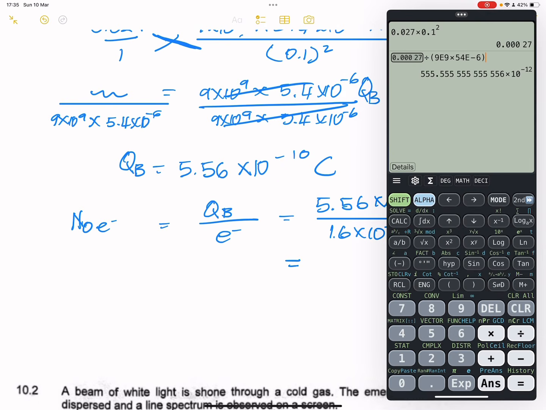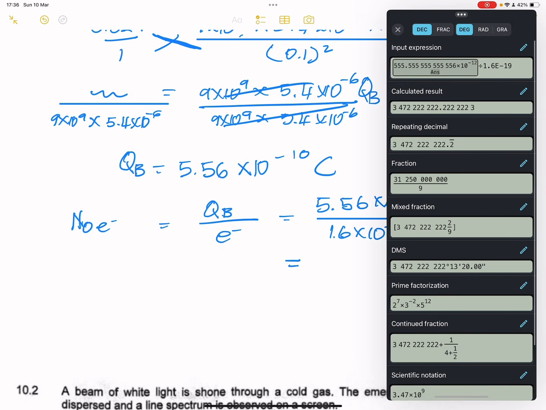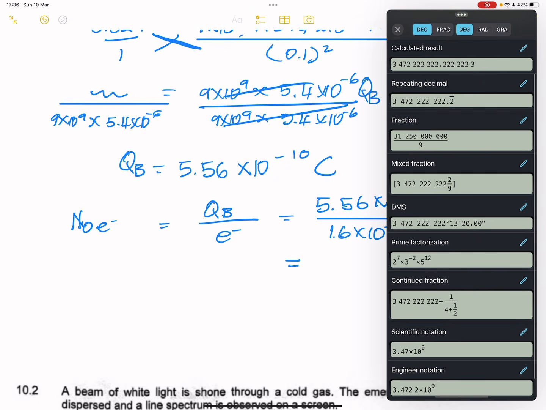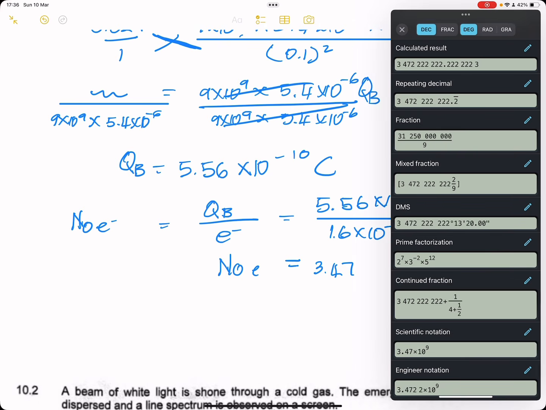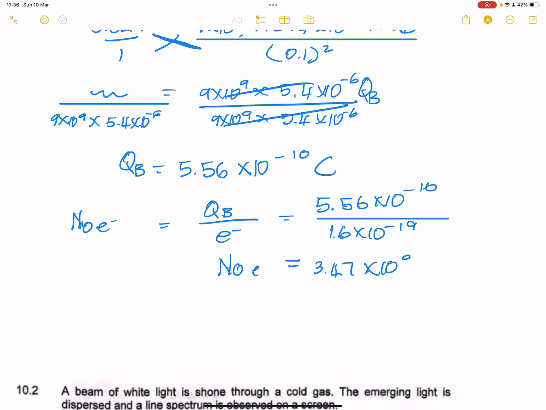So from our previous answer that we got, I'm going to divide by 1.6 exponent minus 19. That's a huge number. Let's do this just to get a better detail of it, and I'm going to look at it in scientific notation. So the number of electrons that have been ejected is 3.47 times 10 exponent 9 electrons.